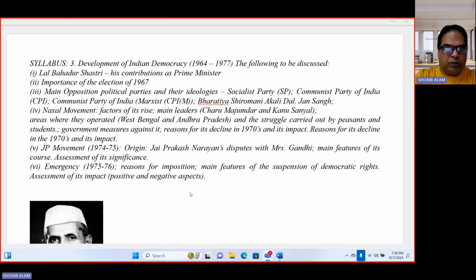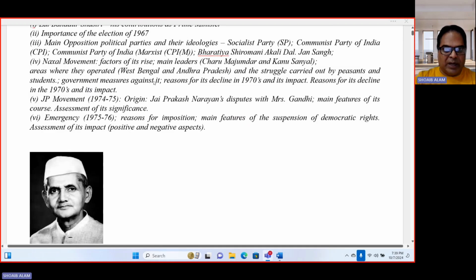Today we'll go through Lal Bahadur Shastri, his contribution as Prime Minister in short, and the second topic, the importance of the election of 1967, we will discuss in short. If you want to copy it, you can sit with a pen and paper so that you can either take a screenshot or copy it along with the explanation. So let's start today's class with Lal Bahadur Shastri and his contribution as the Prime Minister of India.